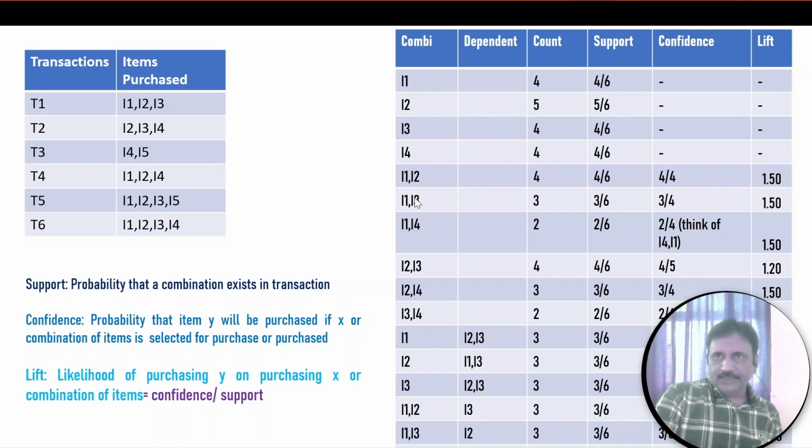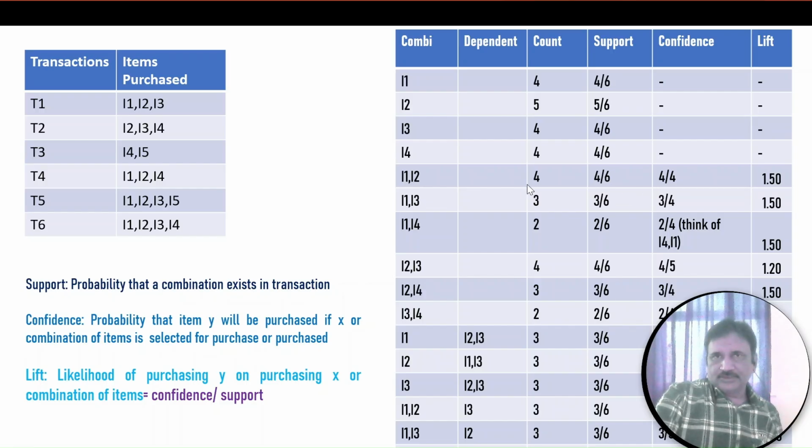So for two items: I1, I2; I1, I3; I1, I4; I2, I3; I2, I4; and I3, I4. We have already seen that these combinations exist in the quantities 4, 3, 2, 4, 3, 2. You may verify these figures yourself. Now, for getting the support, you simply have to divide this count by 6, where 6 is the number of transactions, right?